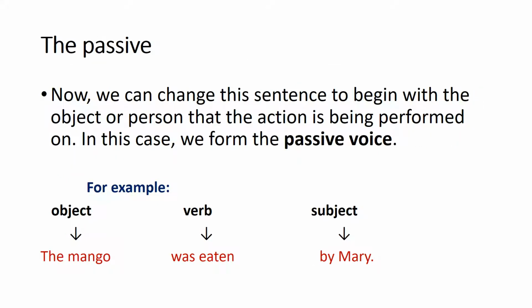The passive. Now we can change this sentence to begin with the object or person that the action is being performed on. In this case, we form the passive voice. For example, object, verb, subject. Now we have the mango was eaten by Mary.